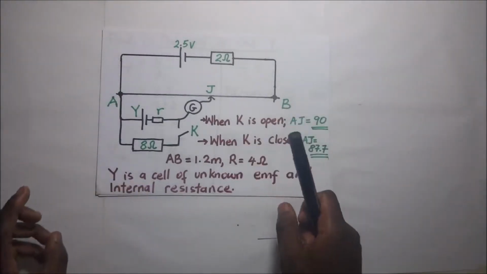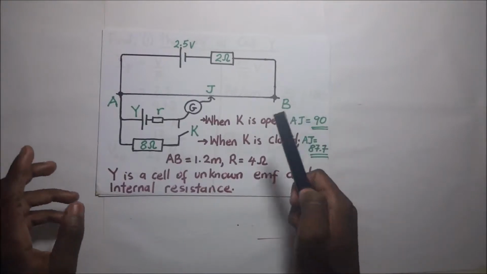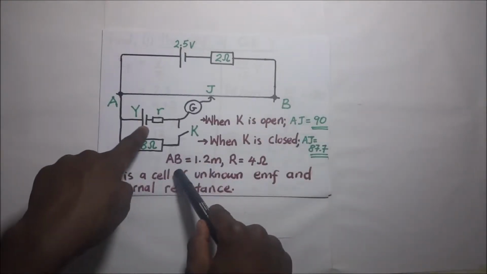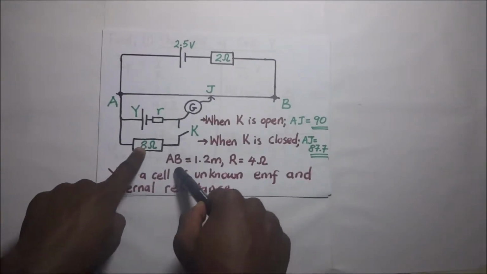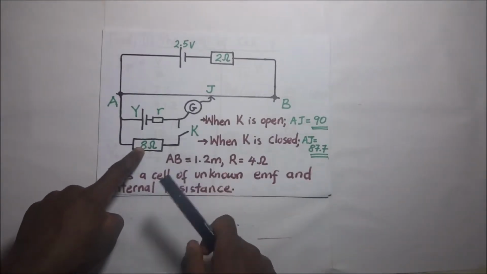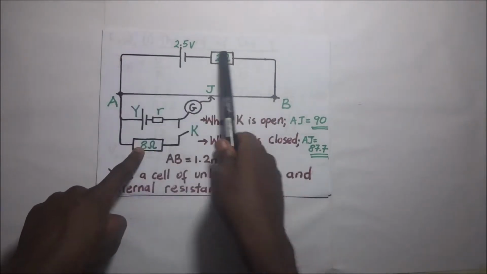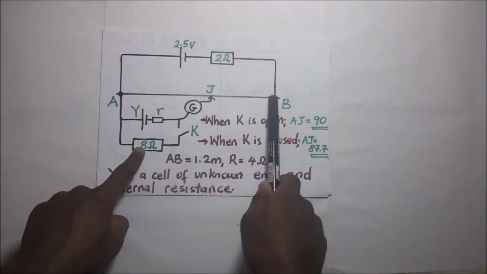And now with this kind of question, we are being told to find the EMF of this cell Y. So this is how. For us to find the EMF of this cell Y, we need first of all to find the PD per unit length of this primary slide wire.